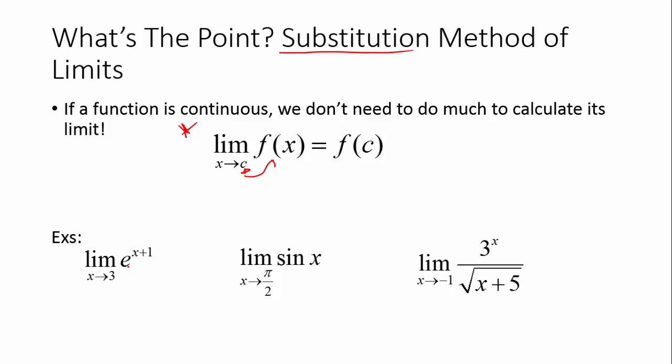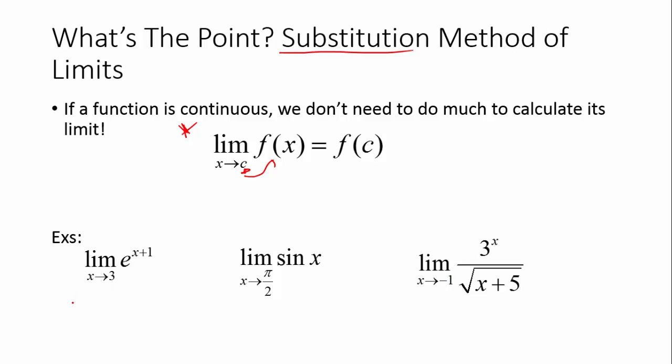This one's an exponential. This one's a trig. This one is a quotient of two continuous functions, and the only place that this third function would be discontinuous is the point that would make this denominator 0, which is negative 5. And since we're not taking a limit at negative 5, we're okay here too. It's continuous at negative 1.